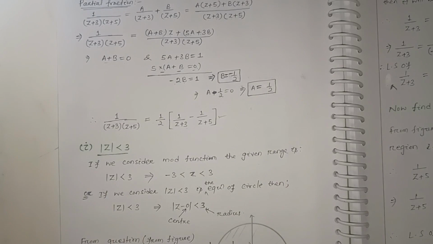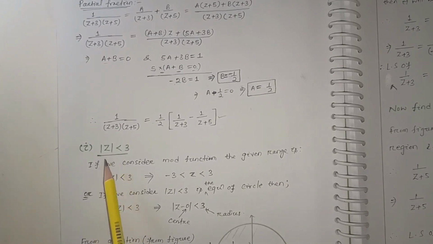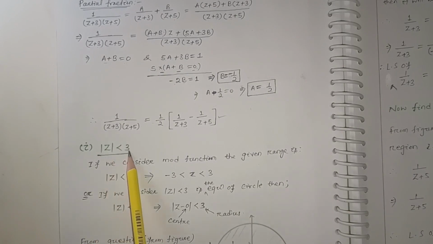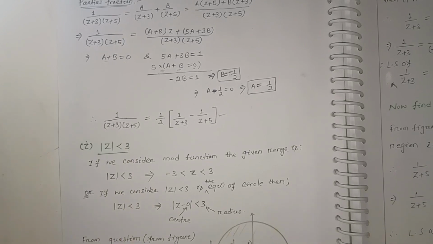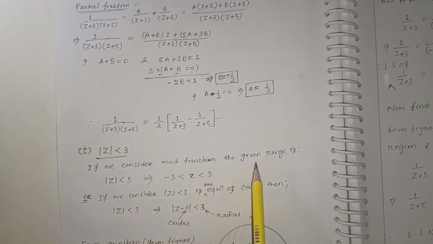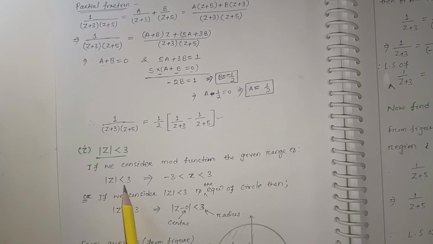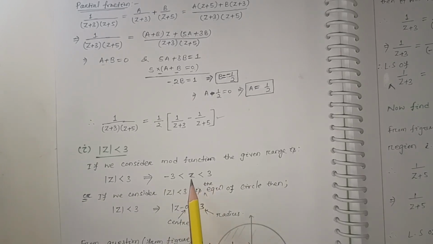First of all, we are going to define the range given by the mod function. Here you can see the range has been given that mod z less than 3. In this range, we have to find out the Laurent series of the given function. So if we consider the mod function, the given range is what? Mod z less than 3 means we have to consider this range, that means minus 3 to plus 3. That means z should be less than 3 and greater than minus 3.